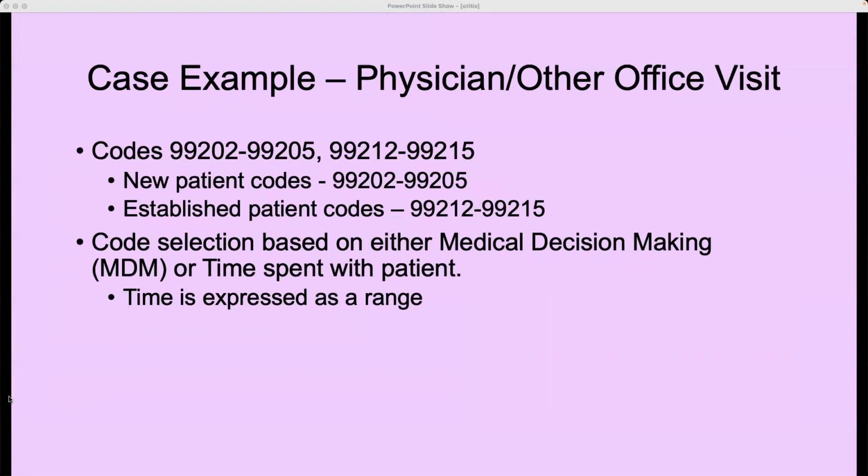Okay, this case is an office visit setting. These are reported using codes 99202 to 99205, or 99212 to 99215. So the new patient codes are 99202 to 99205, and established patient codes 99212 to 99215. The code selection for these sets of codes is based on either medical decision-making or time spent with the patient. The time for these codes is expressed as a range. Some other codes will say meets or exceeds such and such amount of time, but in this case, it's a range of time. For example, 20 to 29 minutes.